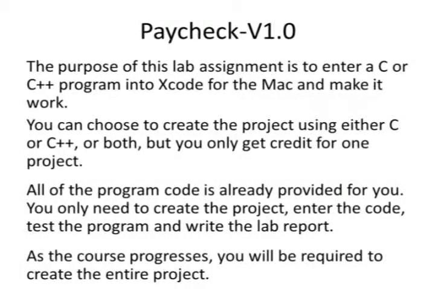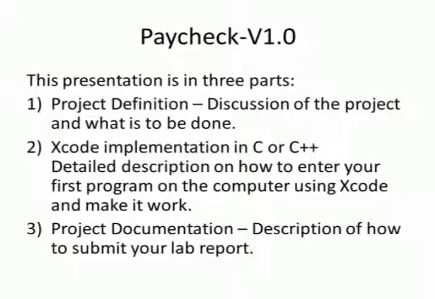As the course progresses, you will only be given a project definition, and then you have to decide all of the code yourself. This video is presented in 3 parts. Part 1 is to define the project. Part 2 is implement the C or C++ code using Xcode for the Macintosh. And I'll provide detailed instructions on how to do that. You may want to refer back to this video later if you have a question about implementing with Xcode. Part 3 of the project is to document the project and send me a lab report.